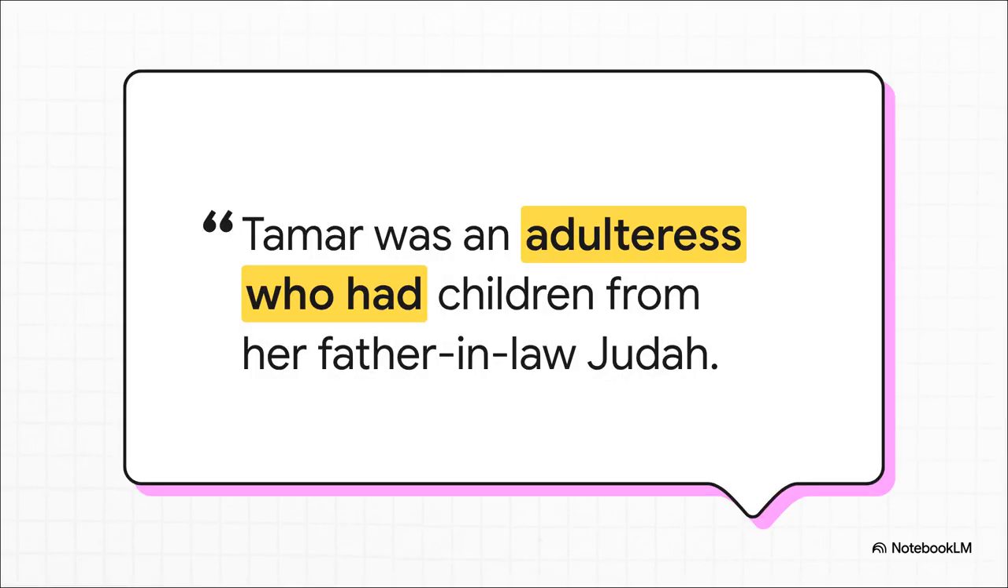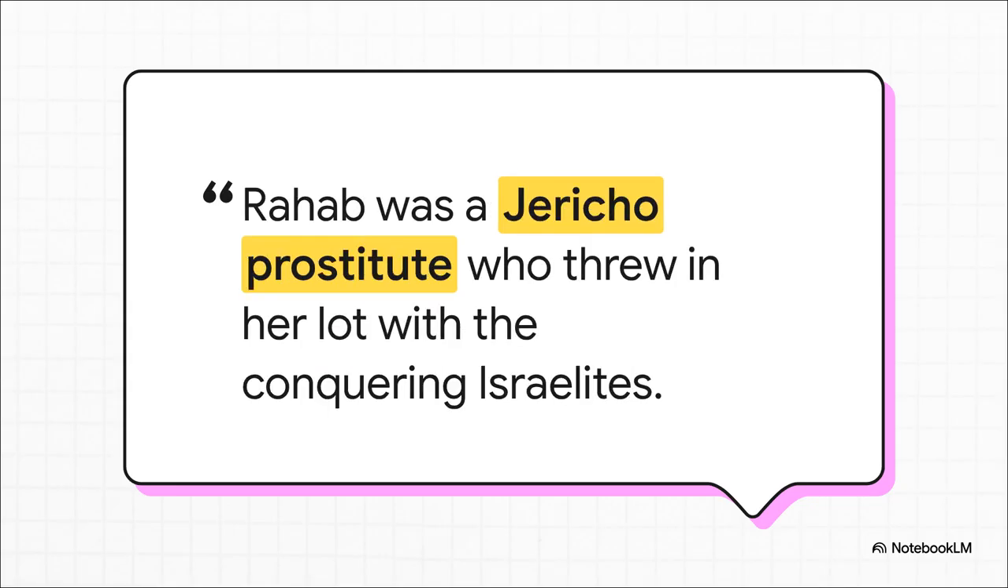Her story back in Genesis is, well, it's a wild one involving deception to claim her rightful heir from her father-in-law. Now, even though she was ultimately declared more righteous than him, highlighting this story is a choice. Next, we get Rahab. So not only was she a Gentile, a total outsider, but she was a prostitute in the enemy city of Jericho. She's remembered for her incredible faith, for sure, but her profession was undeniably scandalous.